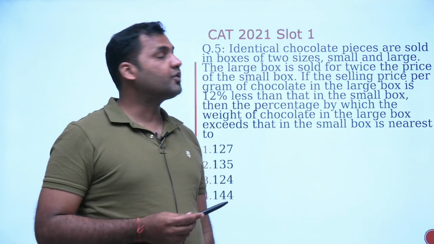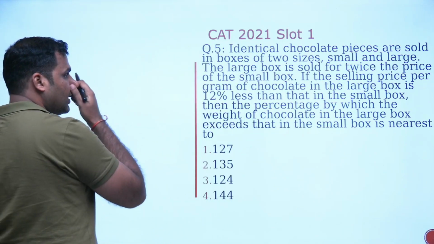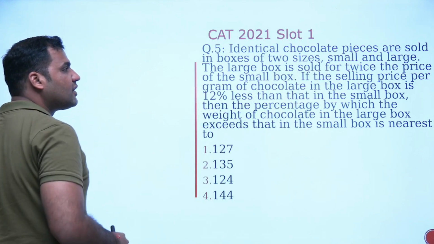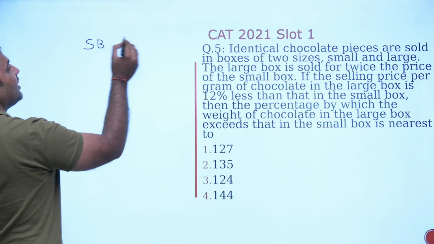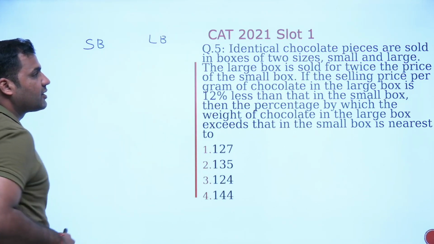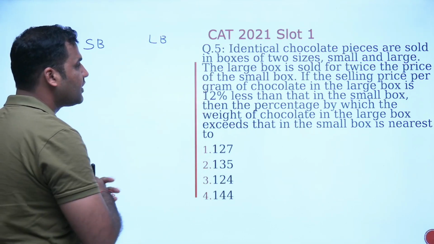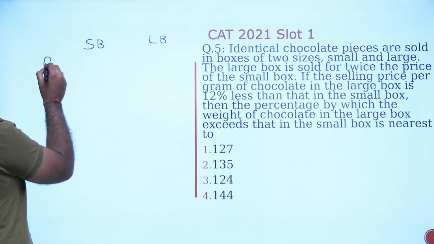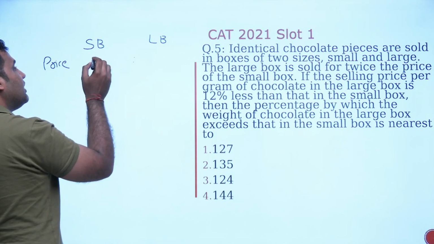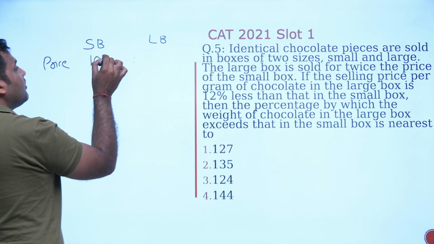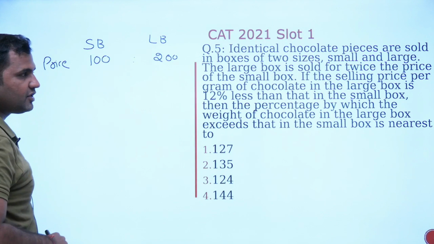So guys, here is the next question. Question number 5. Identical chocolate pieces are sold in boxes of 2 sizes, small and large. The large box is sold for twice the price of the small box. So guys, the two types of boxes this question is talking about, small boxes and large boxes, right? The selling price, large box is sold for twice the price of the small box. So if I talk about the price, the price of the large box is twice of the small box. That means let's say small box is costing you 100 rupees, then the large box will be costing you 200 rupees. Very simple.